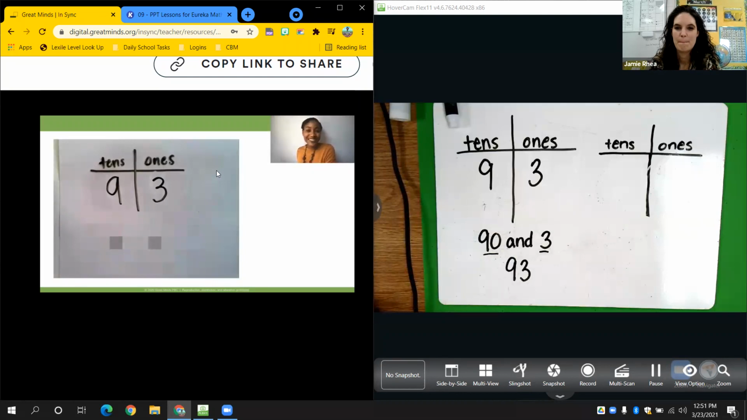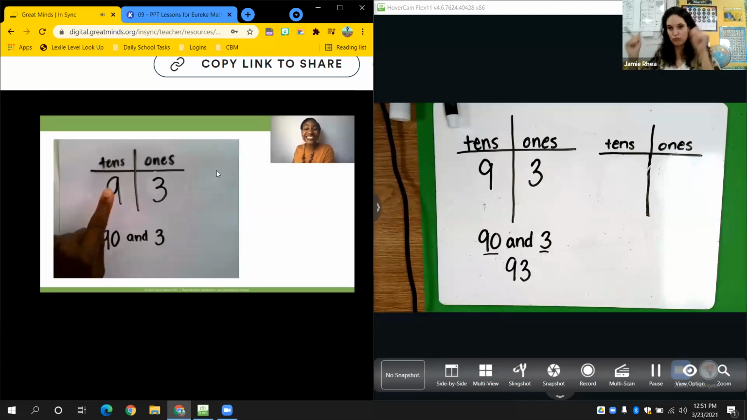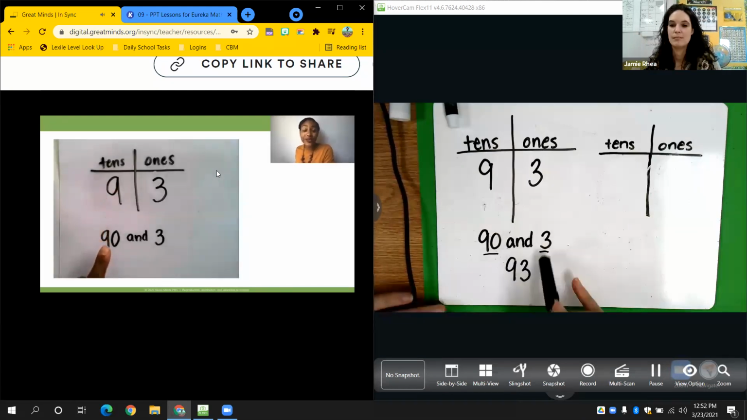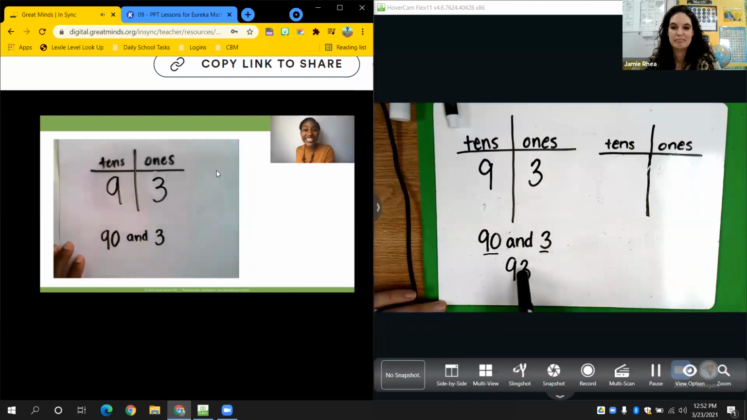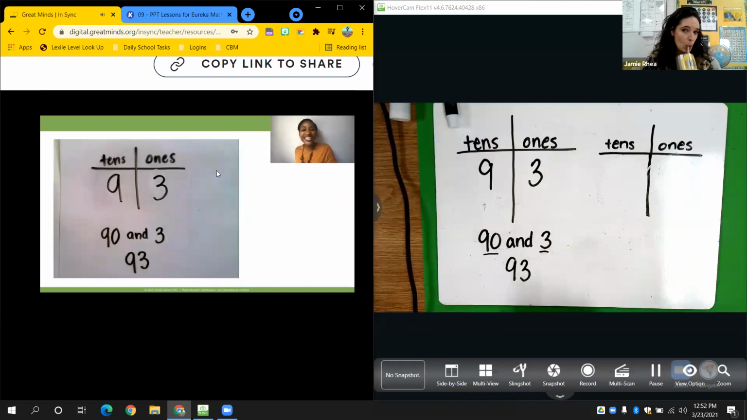Here we go. 90 and 3. Whoop, whoop. 9 tens has a value of 90, and 3 ones has a value of 3. Together, 90 and 3 make 93.